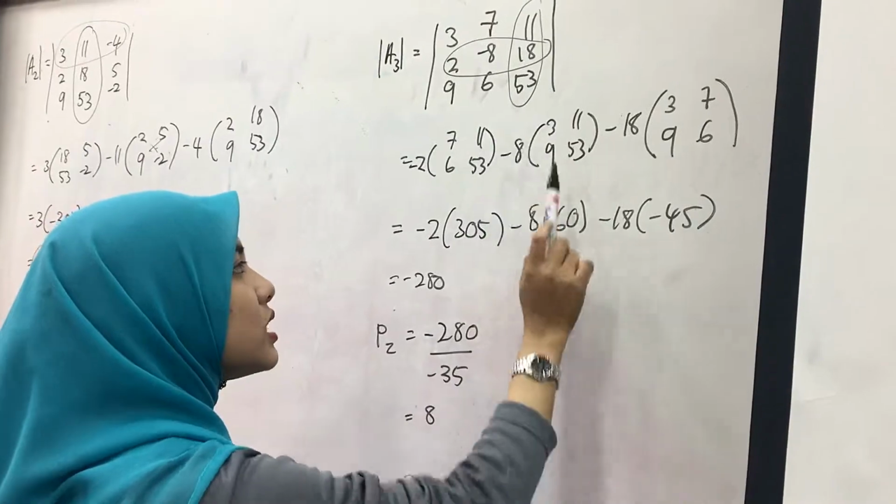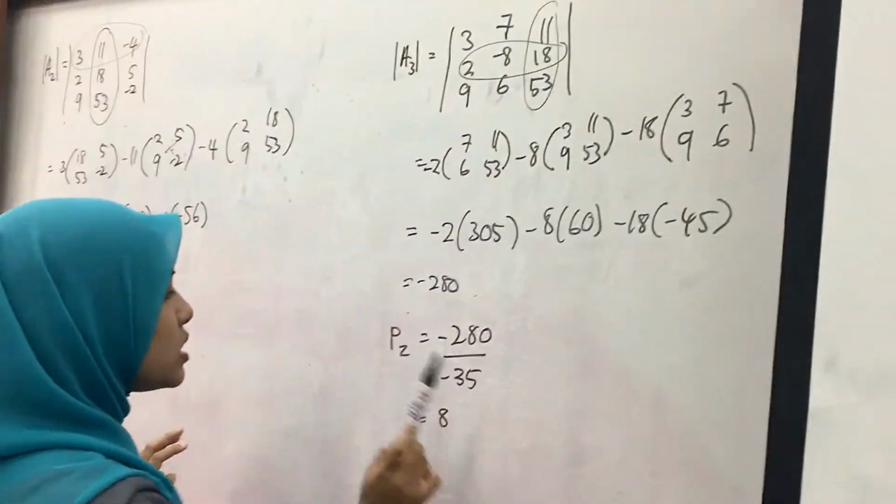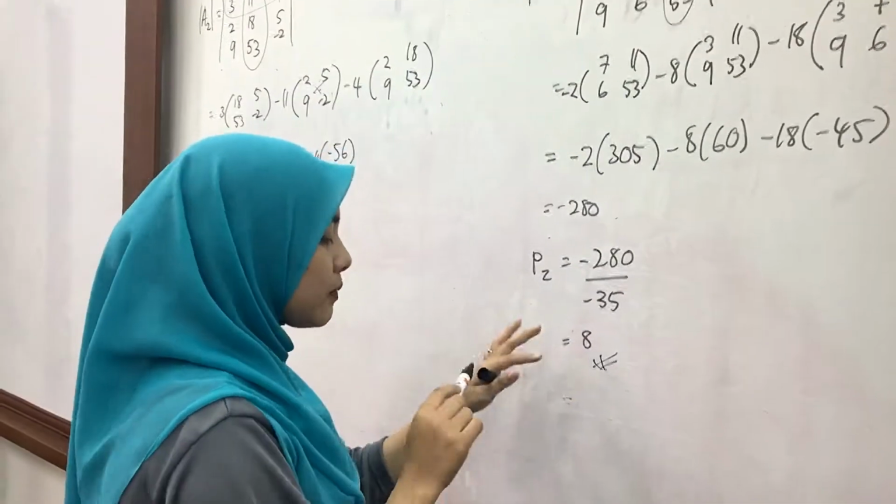Same like this, I just have to take this 8 and multiply with this and minus the product of this. Same like this. So the result I will get is negative 280. So for the Pz, I have to take the negative 218 divided by negative 25, which is the first A determinant. So I get 8 for the Pz.